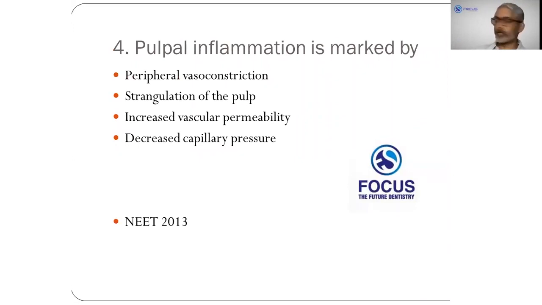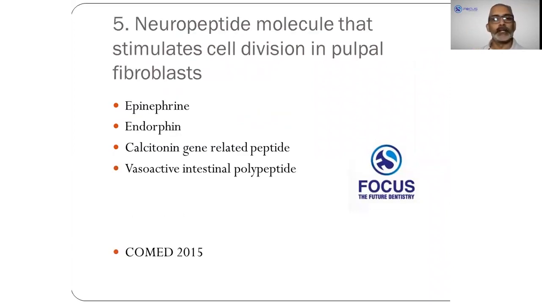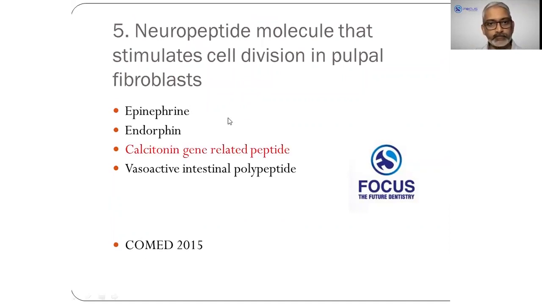Pulpal inflammation is marked by, yes, the most important feature of pulpal inflammation is increased vascular permeability. Neuropeptide molecule that stimulates cell division in pulp fibroblasts, that is what we saw, that is calcitonin gene related peptide.